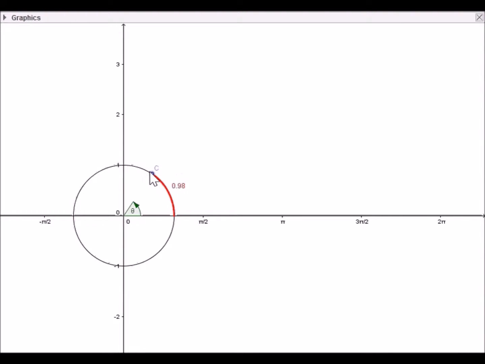If I move C, of course, the arc length is larger, and right now I have an angle of 90 degrees, but in radians it's 1.57 because it corresponds to pi over 2, which is the value of this arc length. Why is it pi over 2? It's because the whole circumference of the circle is 2 pi r, but r is 1. So the circumference is 2 pi, so a quarter of that is pi over 2. So as you can see, I can get an angle of 2 pi, roughly.